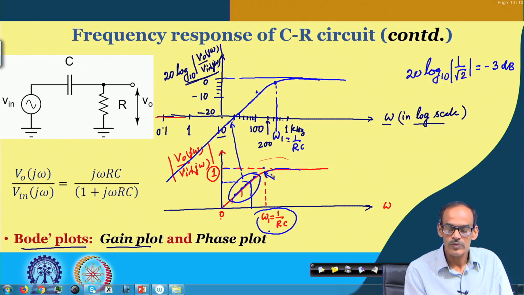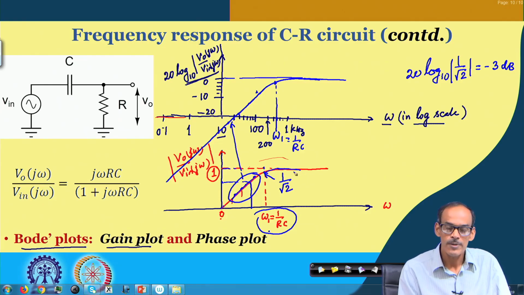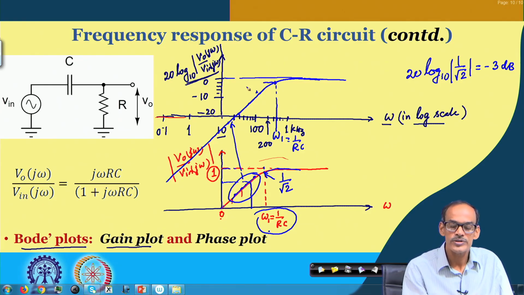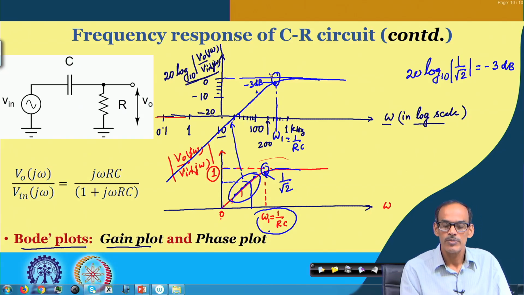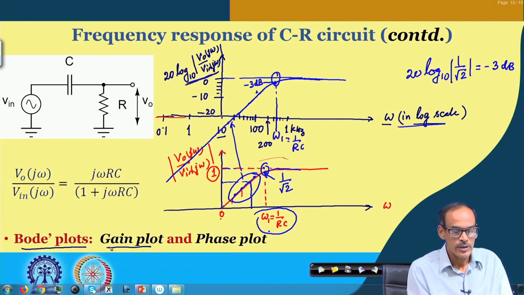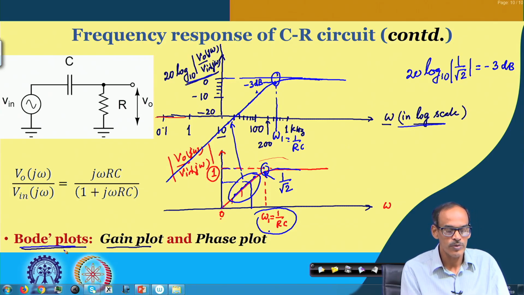And whatever the point we have here where the magnitude was 1 by root 2 times of this steady level of 1, that gives us a point here which is minus 3 dB. So, I should say this corner point here corresponds to the minus 3 dB point, which is commonly referred to as the minus 3 dB point. So, this gain plot in log scale is referred to as the gain plot of the Bode plot. Bode plots also have two components, one is the gain part and the other is the phase part.